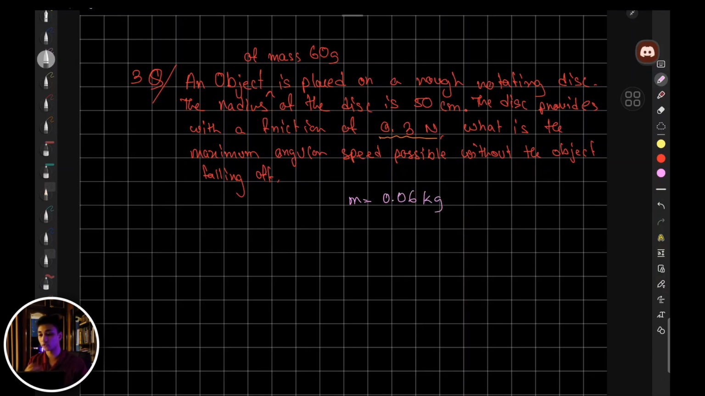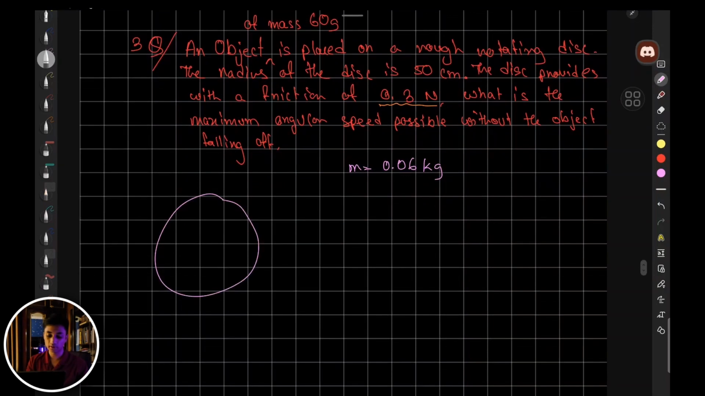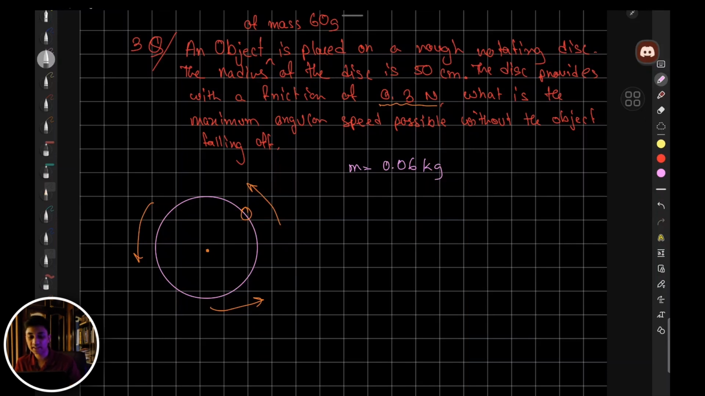Is placed on a rough rotating disc. So an object is placed on a disc which is rotating. The radius of the disc is 50 centimeter. So radius is 50 means 0.5 meters. So the distance between the center and the disc is going to be 0.5 meters. The disc provides a friction of 0.3 newtons. What is the maximum angular speed possible without the object falling off?